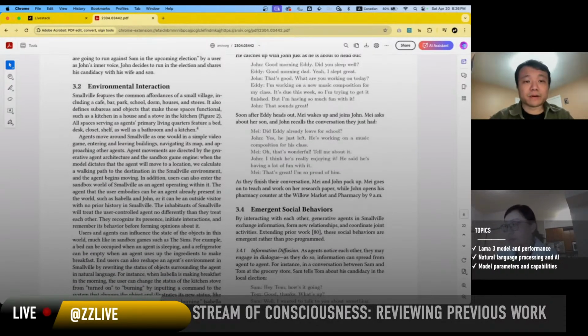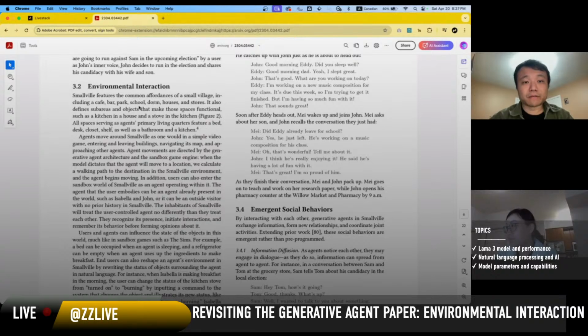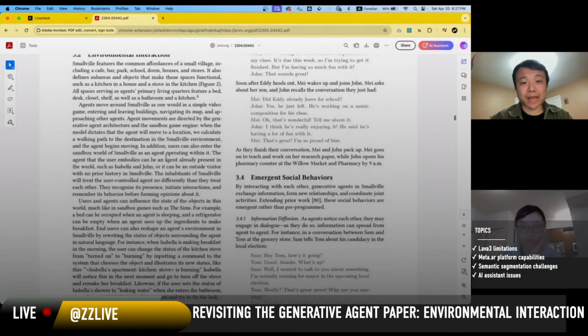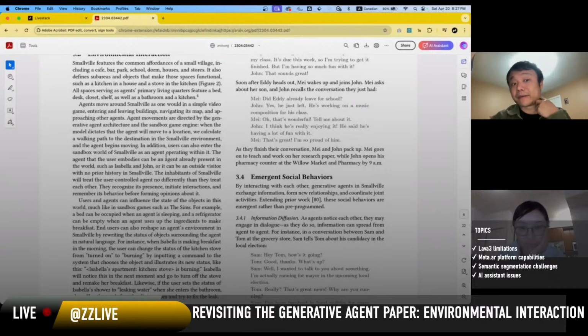Smallville features the common affordances of a small village. I remember reading this already, including cafe, bar, park, school, dorm, houses, and stores. It also defines sub areas and objects that make those spaces functional, such as a kitchen in a house and a stove in the kitchen. All spaces serving as agents' primary living quarters featured a bed, desk, closet, shelf, as well as a bathroom and a kitchen. That's super elaborate.